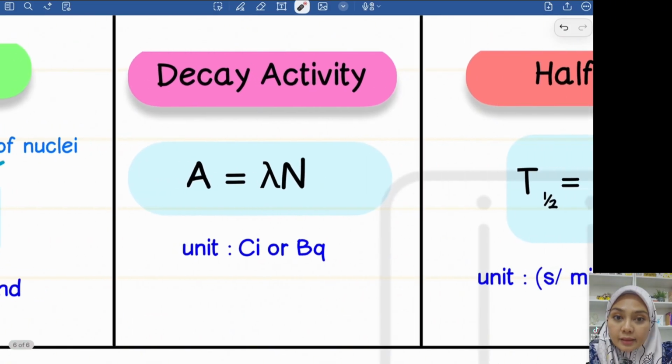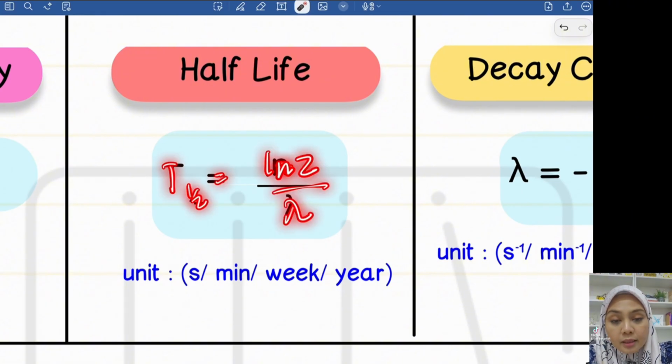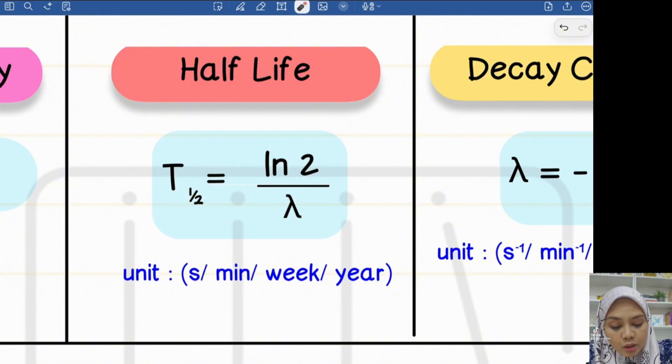Next, we have decay activity. Now, activity is represented by the letter A. A equals lambda N. Again, lambda is the decay constant, and N is the number of nuclei. The unit for decay activity is Curie or becquerel. Next, we have half-life. T half equals ln 2 over lambda. Again, lambda is the decay constant. The unit for half-life can be seconds, minutes, weeks, years or decades.